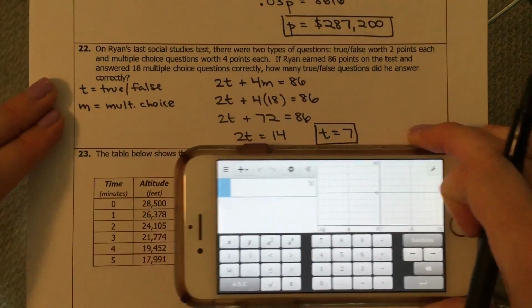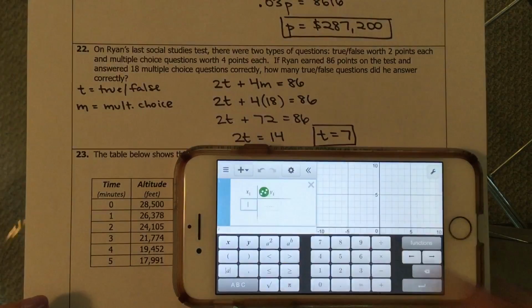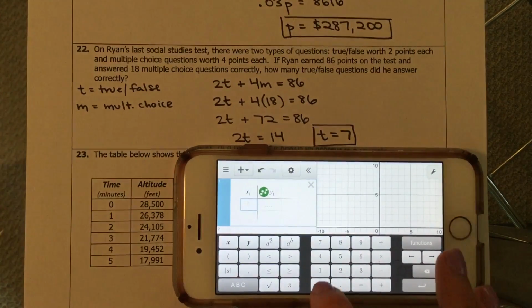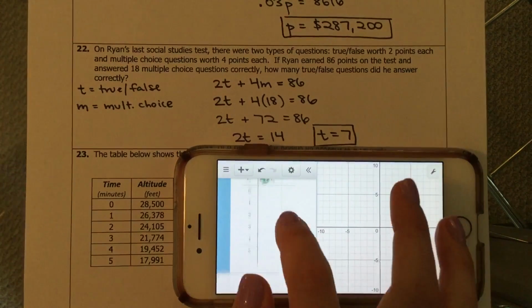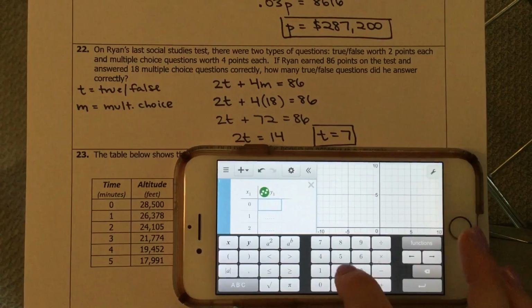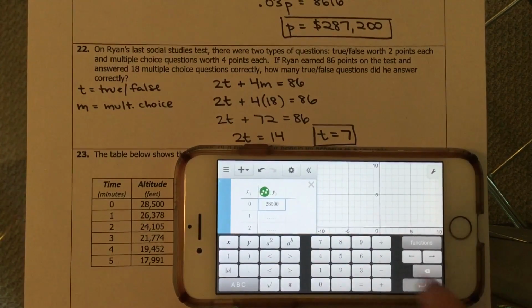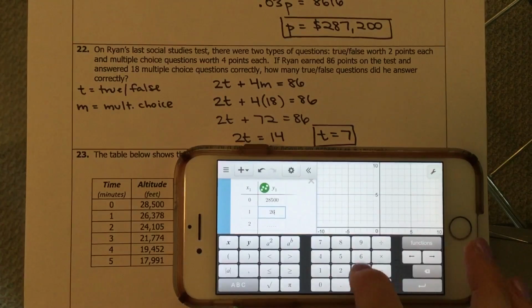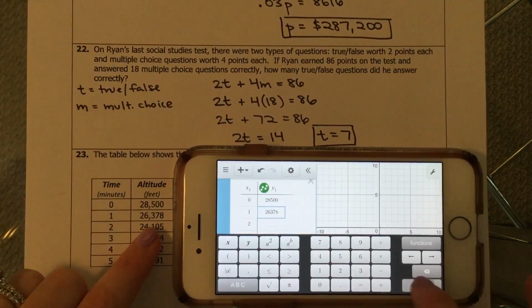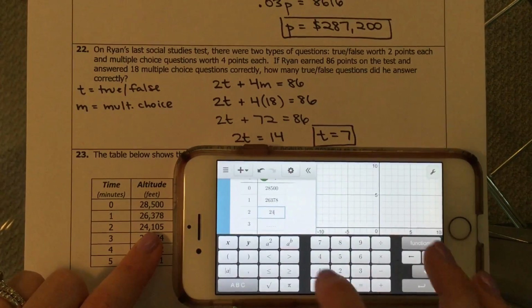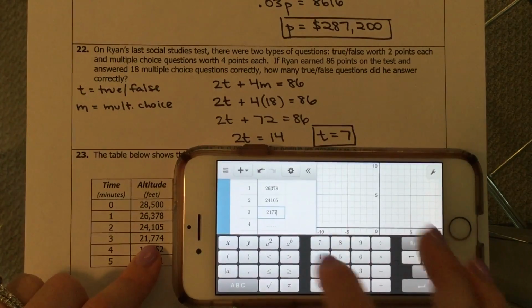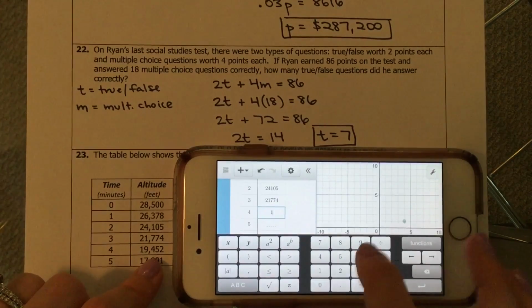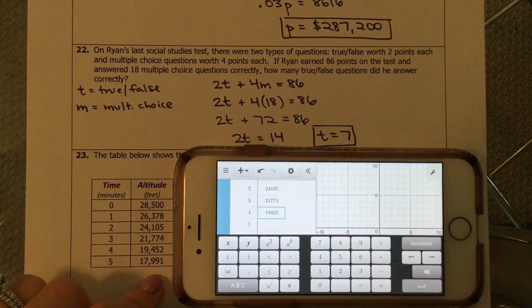Okay, so remember you do the little plus sign, add a table, and you can start adding these values in. So 0 through 5, remember Desmos starts predicting your next move, which is nice if it follows a normal pattern. And then we have 28,500, 26,378. Make sure you are looking very carefully to make sure that these are accurate. 21,774 and 19,452.